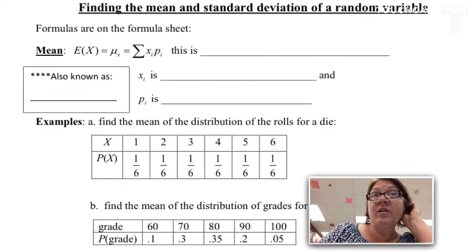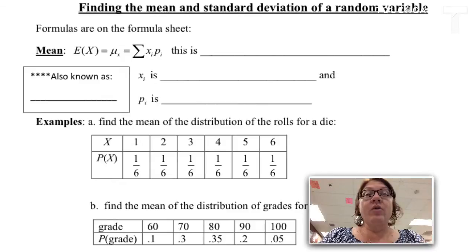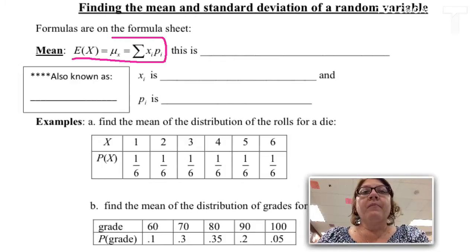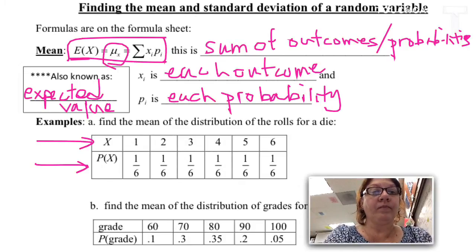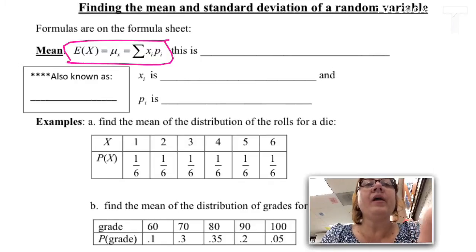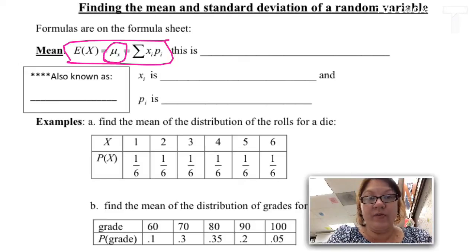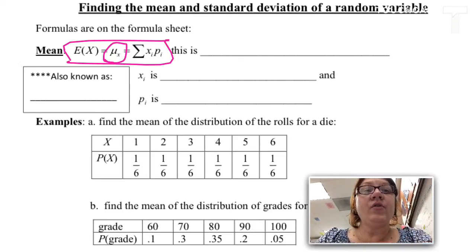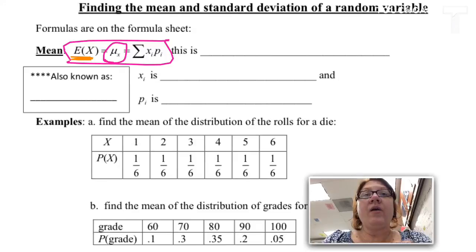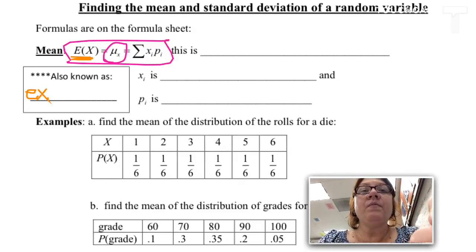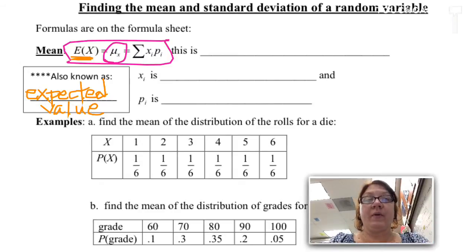So to find the mean and standard deviation of a random variable, the formulas are actually on your formula sheet. And this is the one for mean. And remember, mu was mean before, so it still indicates that to us. And then this new piece in front, this E of x, the mean now is also known as expected value. And so I think of that as a way that some nice person was trying to help me remember expected value, because E for expected value.